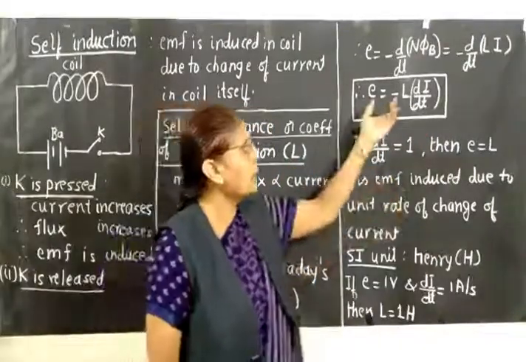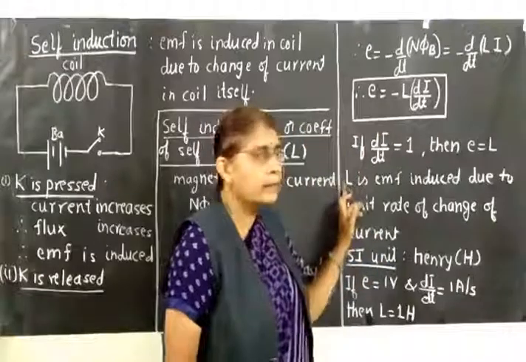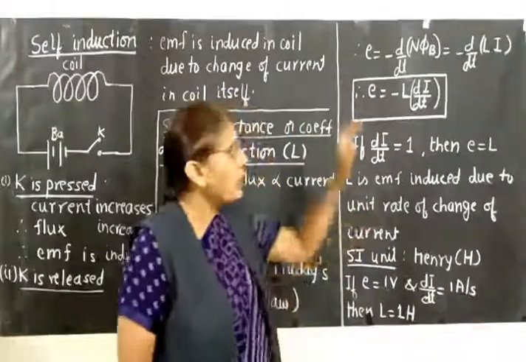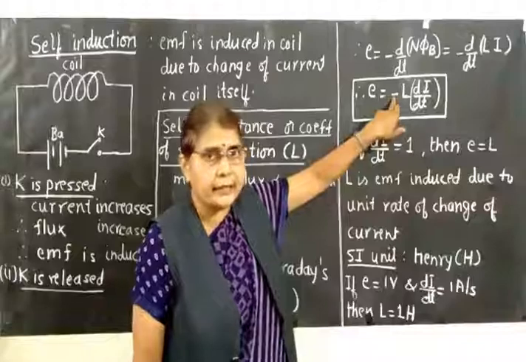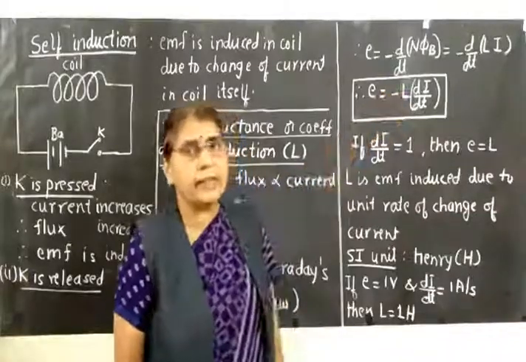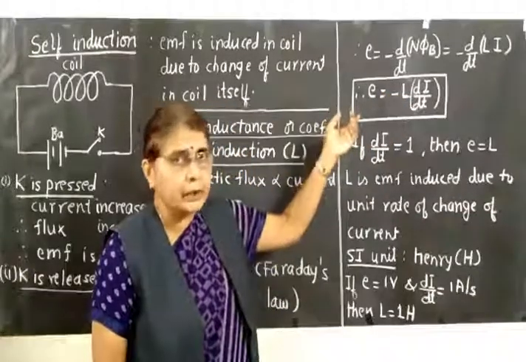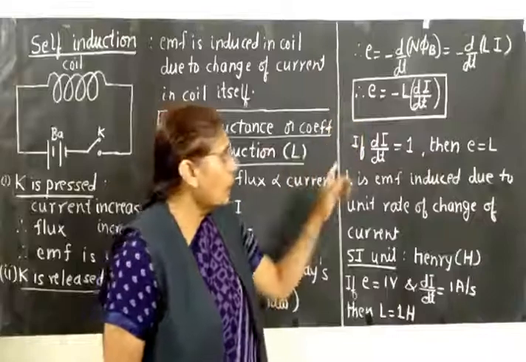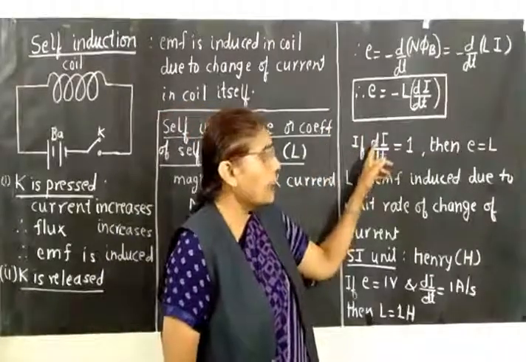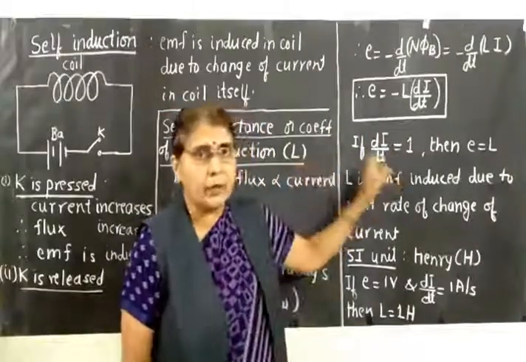Now using this equation, we shall define the term self-inductance. So henceforth, we shall drop the negative sign. That is, we shall take only the magnitude of the induced EMF. So let us put dI/dt equal to 1. What is the meaning?